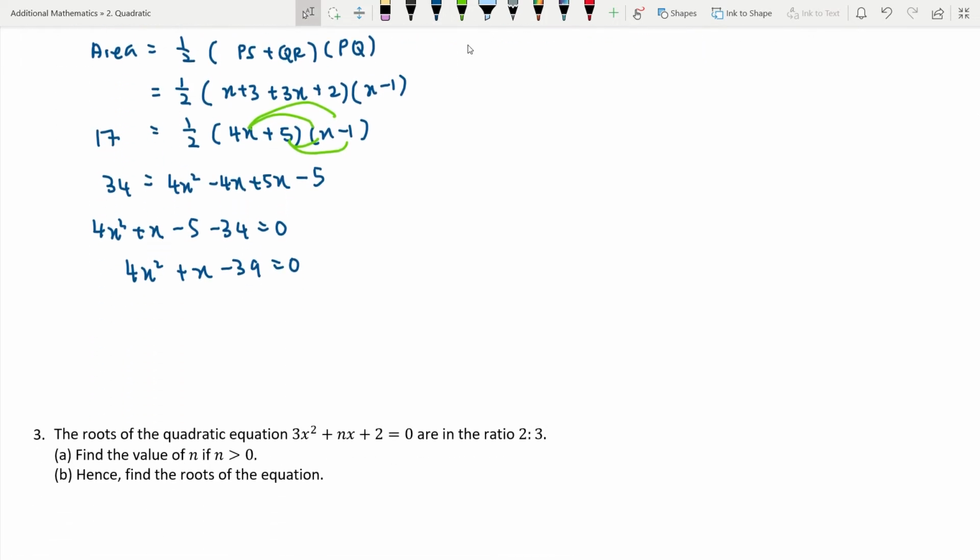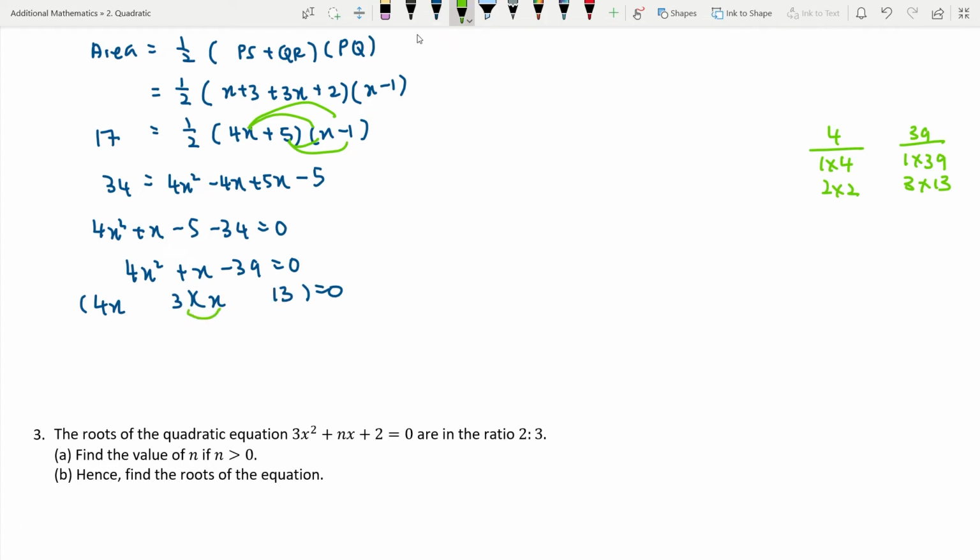Let's factorize the equation. For 4, we have two combinations, 1 times 4 or 2 times 2. For 39, we have 1 times 39, 3 times 13. We have a few combinations here, so let's try. For x squared, we can make it into 4x and x. And for 39, let's try 3 and 13.